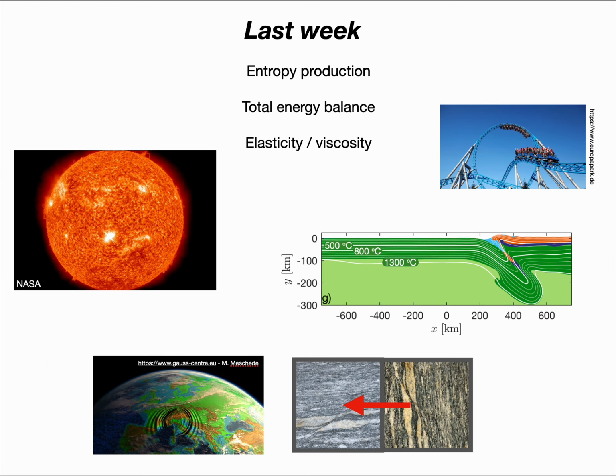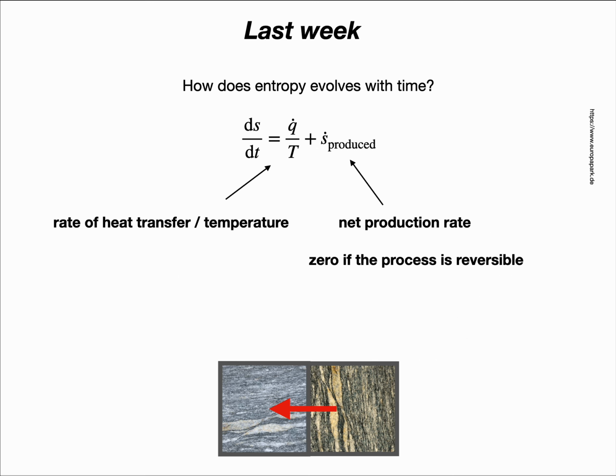In the previous week, we've discussed entropy production, total energy balance, elasticity, and viscosity. So remember this nice example from the Europa Park roller coaster and the initiation of subduction. We basically discussed effects of heat transfer and how entropy is being produced. Remember this equation, the dS/dt, where S is the entropy and t is time. Q dot is the rate of heat transfer, T is the temperature, and this is the net entropy production.